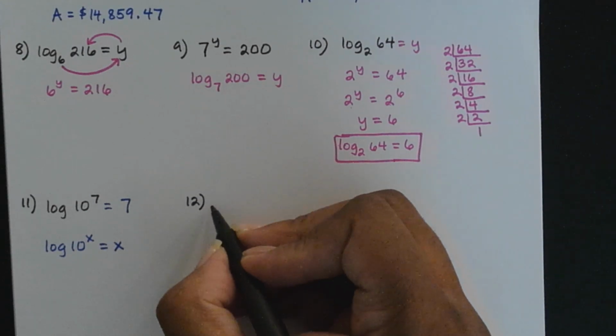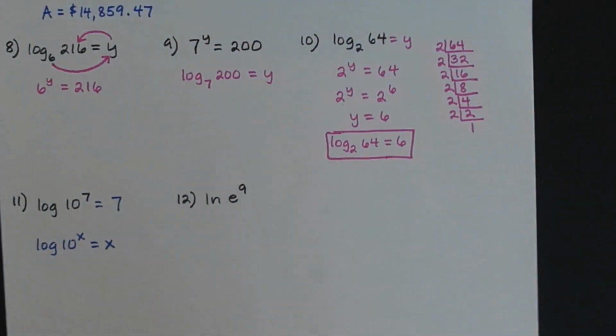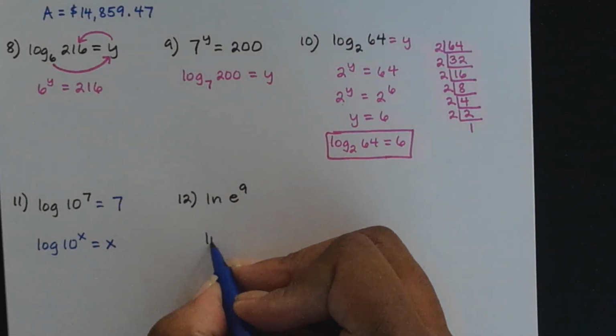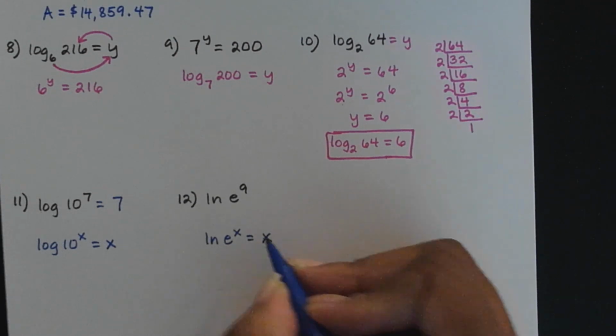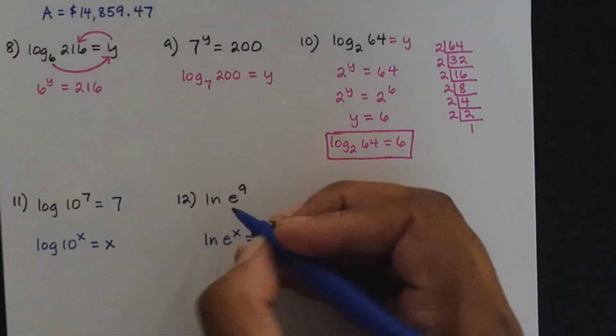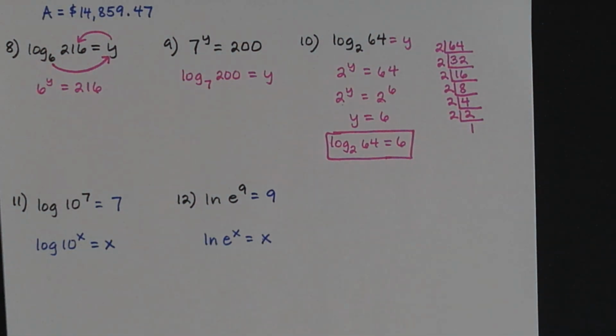All right, number 12 is ln of e to the 9. That's one of those inverse properties for natural logarithms. If you have ln of e to whatever your exponent is, it's going to be that exponent. So what would ln of e to the 9 be? 9. Questions about problem number 12?